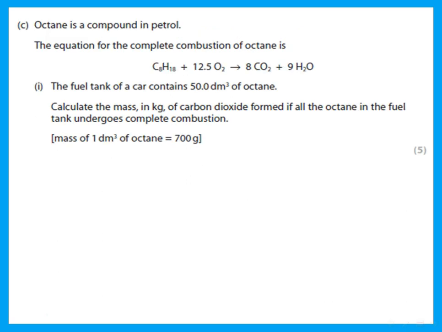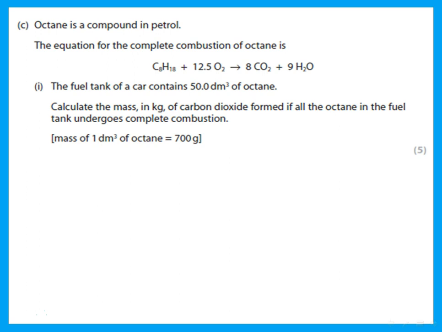Octane is a compound in petrol. The equation for complete combustion of octane is this. The fuel tank of a car contains 50 decimeter cubed of octane. So this is my volume of octane. Calculate the mass in kilogram of carbon dioxide formed if all the octane undergoes complete combustion.